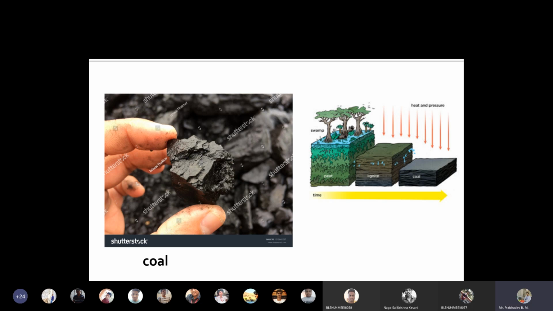Coal reservoirs are still available compared to oil reservoirs. Oil reservoirs are depleting faster than coal reservoirs.